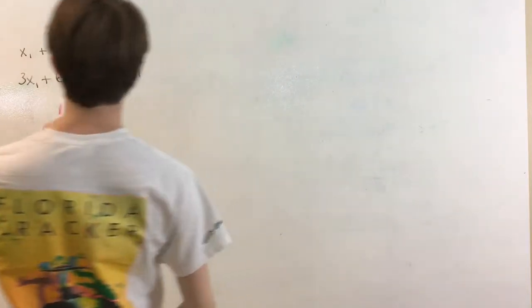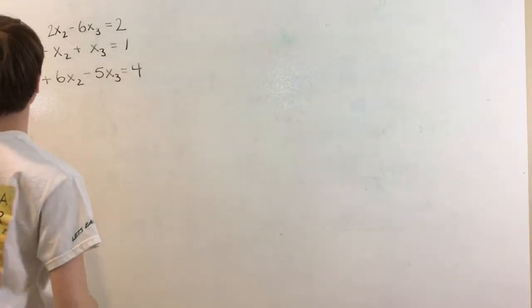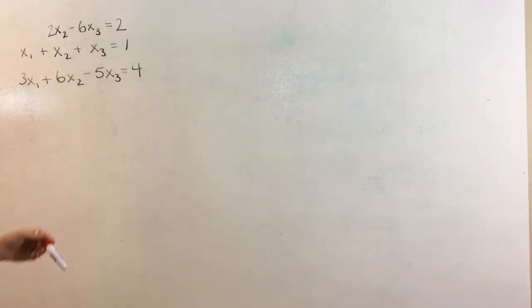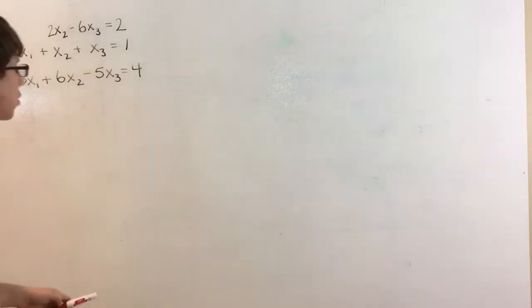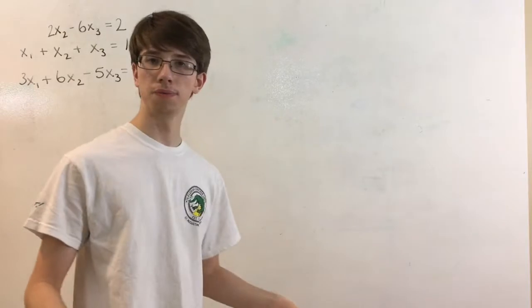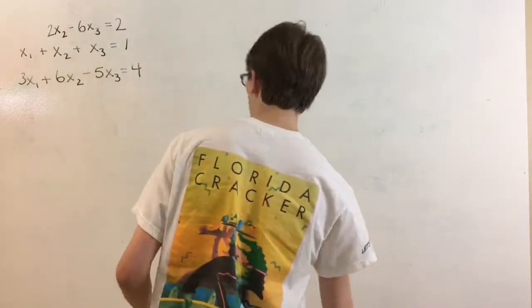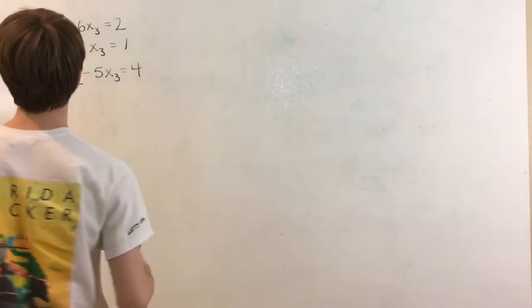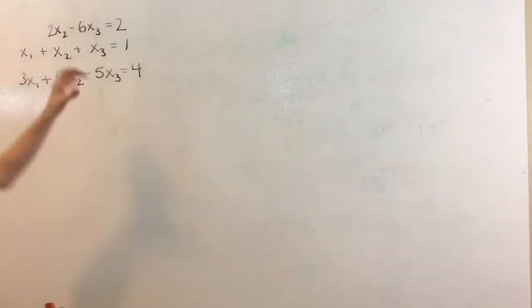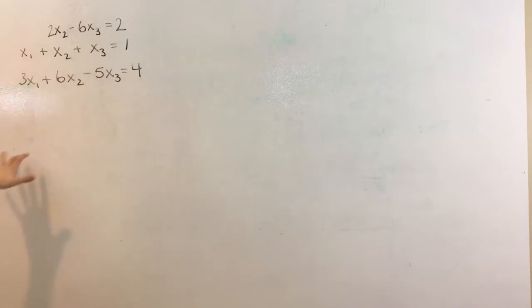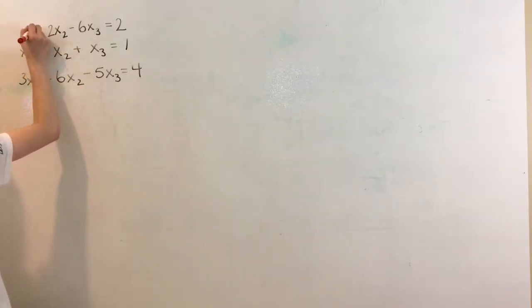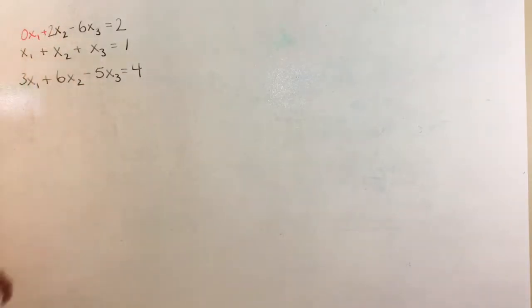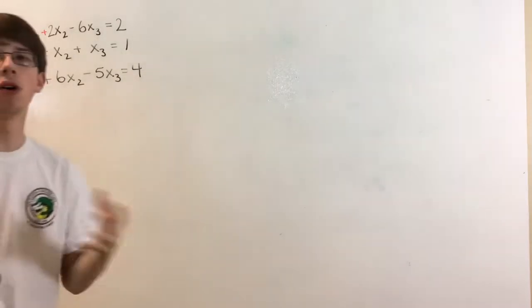So we have 2x2 minus 6x3 equals 2, x1 plus x2 plus x3 equals 1, and 3x1 plus 6x2 minus 5x3 equals 4. Okay, so where do we even begin with this? Well, the first step is to take all of the coefficients that we see here. First, we'll add this here, 0 x1.